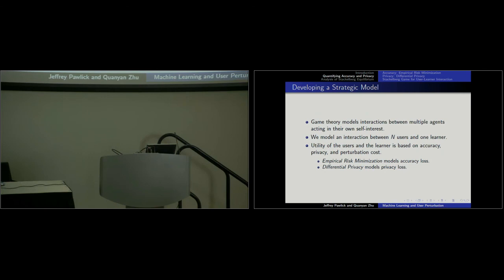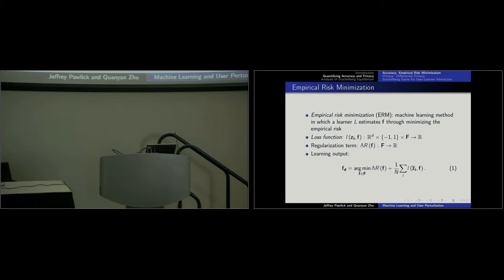So this looks at the interaction between multiple agents in their own self-interest, and models an interaction between end users and one learner. A learner is going to do empirical risk minimization, where we try to understand the accuracy loss, and differential privacy is to understand the privacy measures, the privacy utility coming from these problems. So there are two parts: one is accuracy, and the other is privacy. Now the question is, how are we going to quantify them?